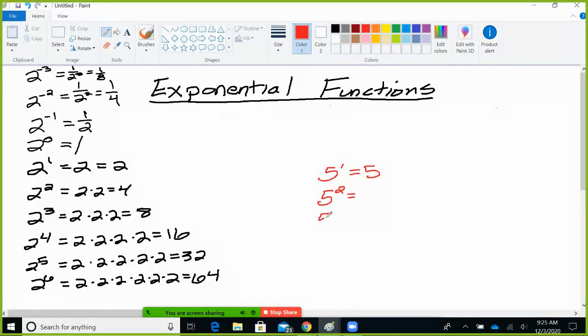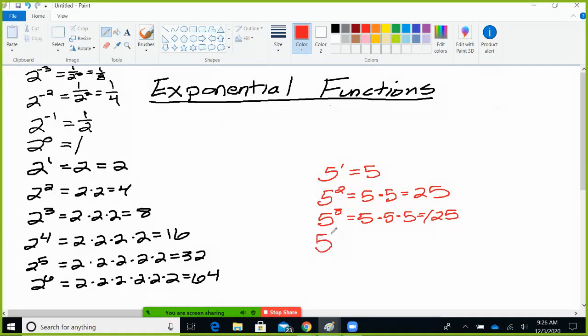Cody, what's 5 to the second power? 25. Perfect. How about 5 to the third power, Canyon? Nope. It would be 5 times 5 is 25. 25 times 5 is 125.